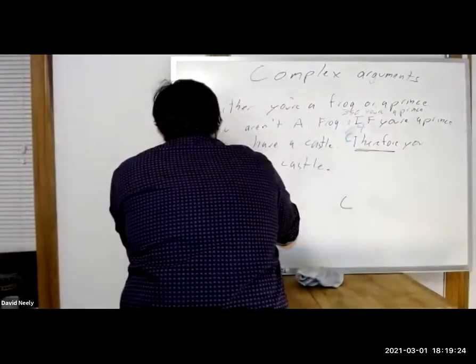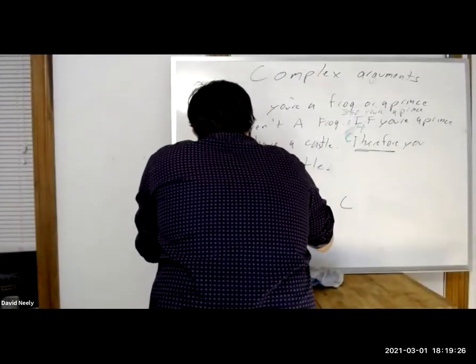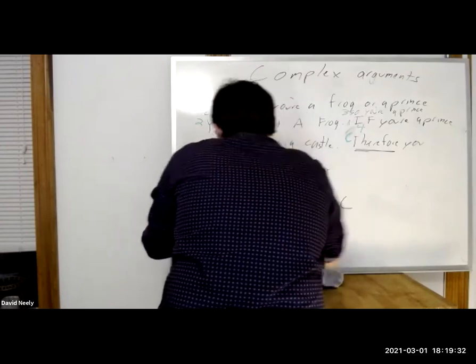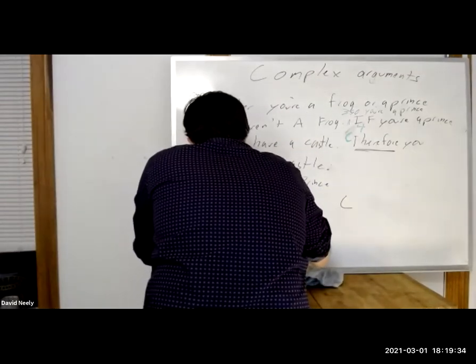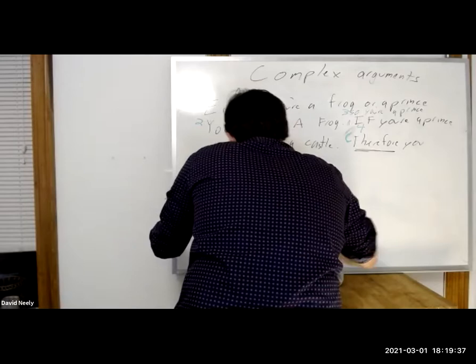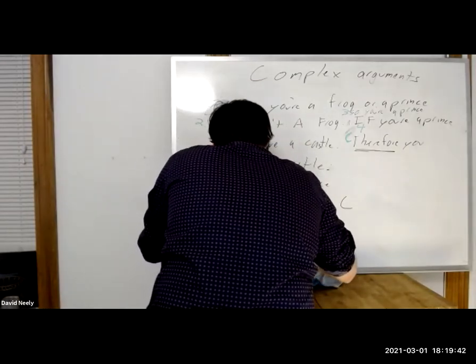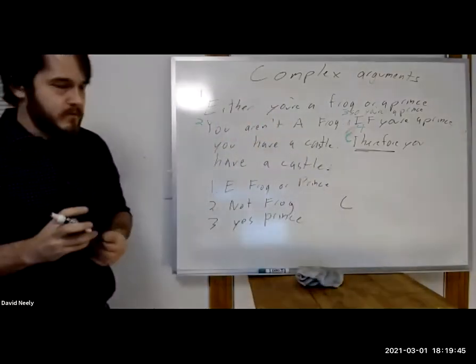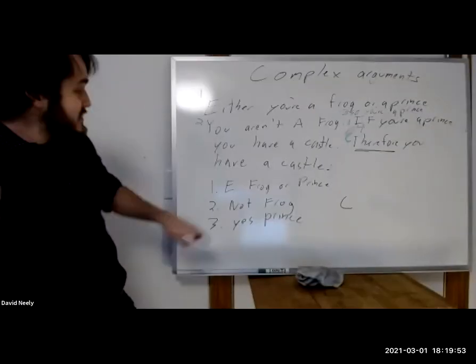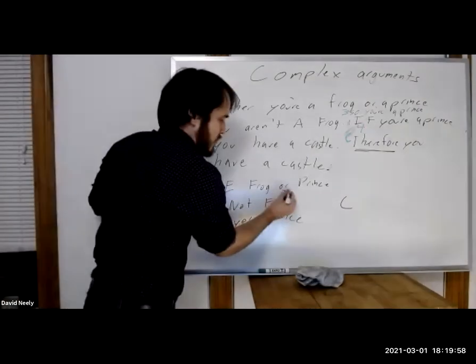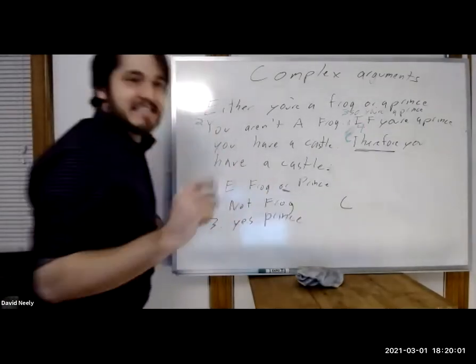Just to put them up here again, we have 1, either frog or prince. 2, not frog. 3, yes, prince. So what does this look like? Which of our things we talked about last week? Any takers? Is that the modus ponens? So it's not quite modus ponens, but it's one of the other ones related. It was the one with the or in it. Disjunctive syllogism? Yes, disjunctive syllogism.